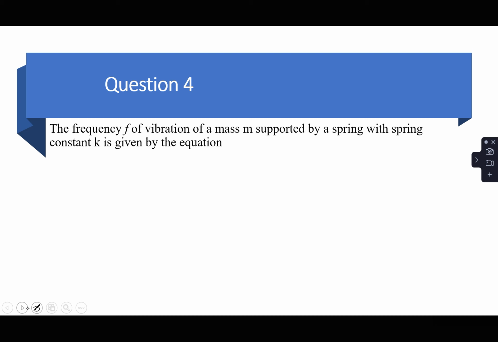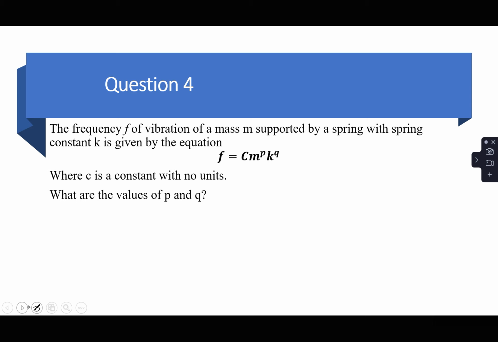Next, question number 4. The frequency F of vibration of a mass m supported by a spring with a spring constant k is given by the equation F is equal to C m power p k power q, where c is a constant with no units. What are the values of p and q?